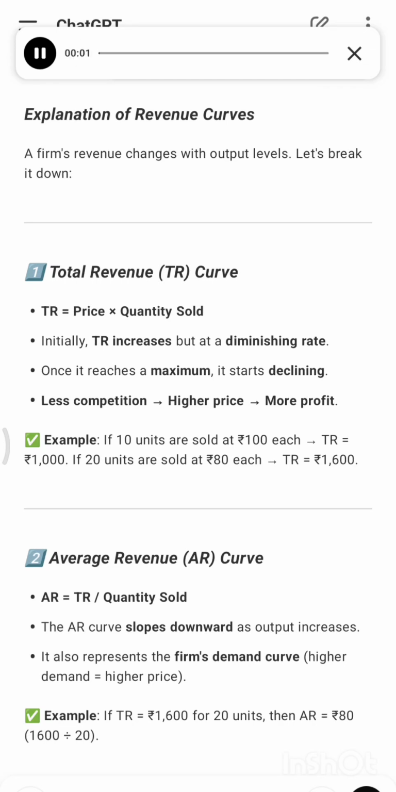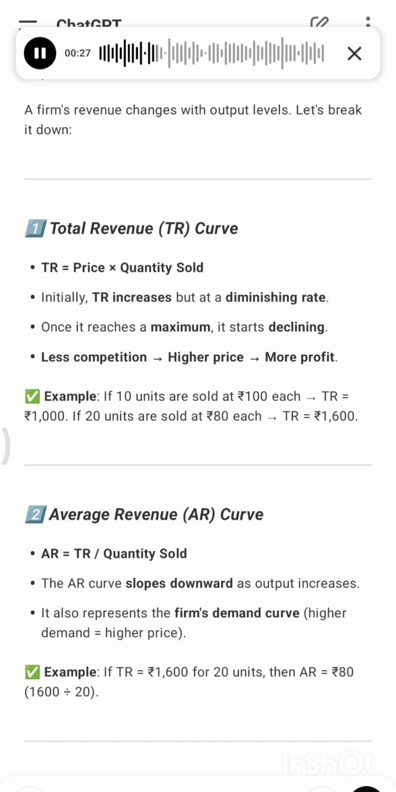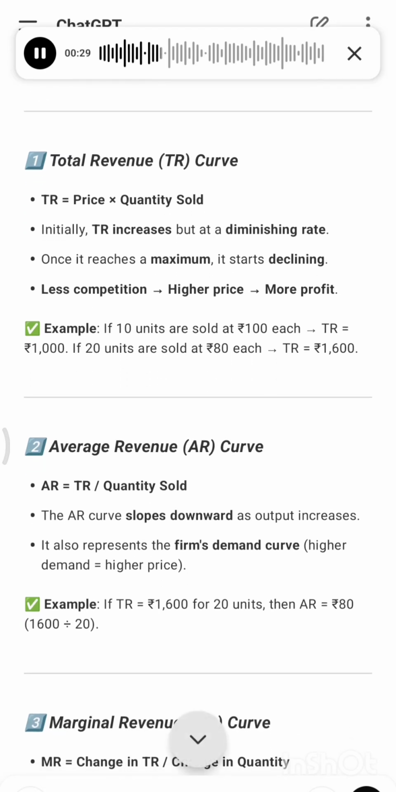Explanation of revenue curves. A firm's revenue changes with output levels. Let's break it down. 1. Total revenue, TR, equals price times quantity sold. Initially, TR increases but at a diminishing rate. Once it reaches a maximum, it starts declining. Less competition, higher price, more profit. Example: if 10 units are sold at 100 each, TR equals 1,000. If 20 units are sold at 80 each, TR equals 1,600.